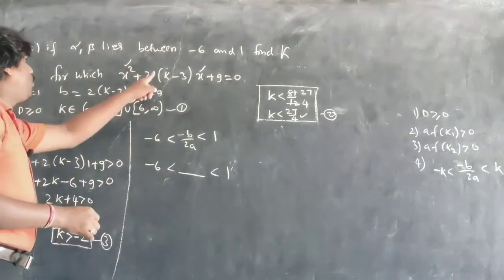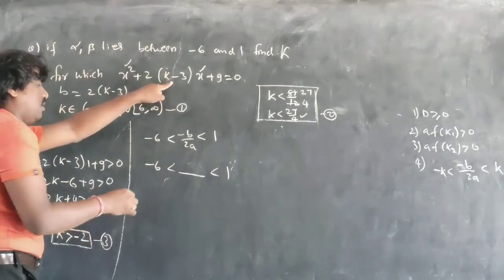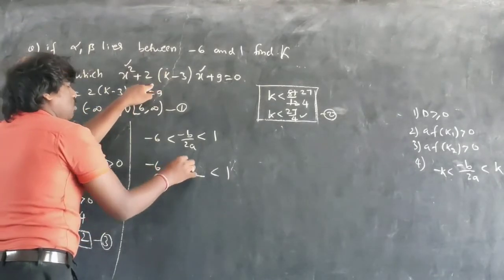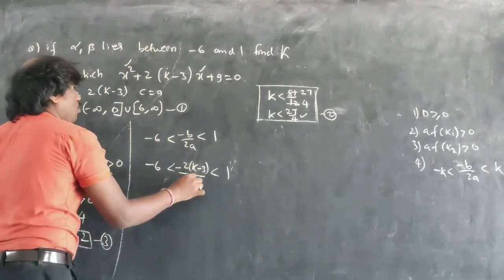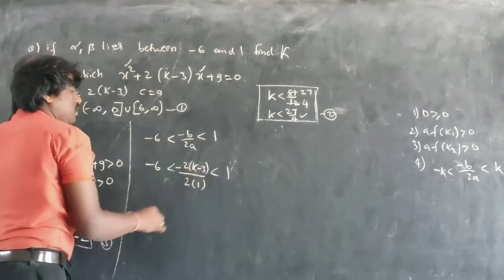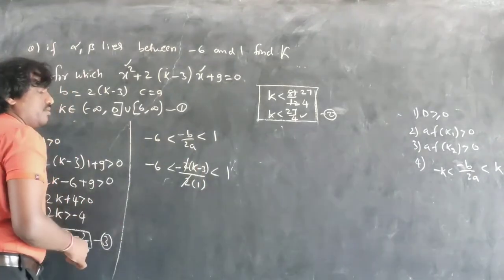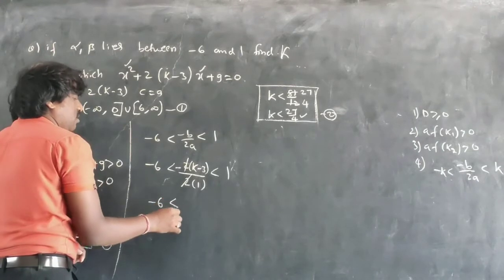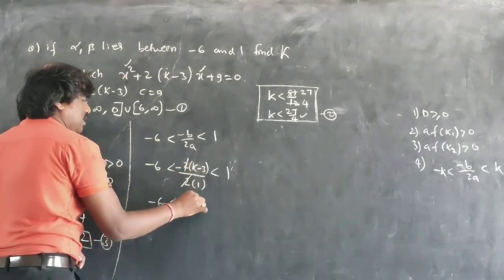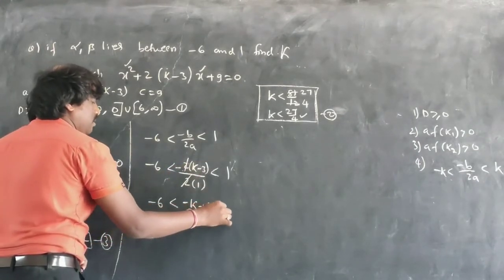You can see that this is the b value, that is minus of 2 times (k minus 3). This is the b value, divided by 2 into a value, which is 1. So the 2 cancels out. So what is left here? Minus of minus 6 in between, of minus into k, minus into minus plus 3, in between 1.